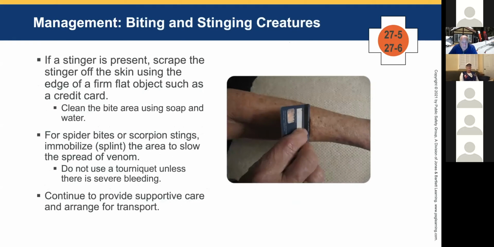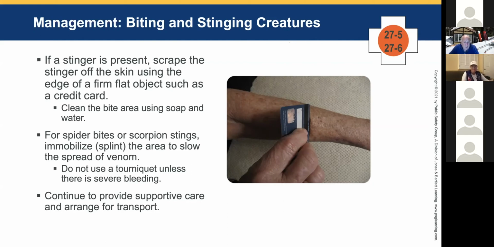If somebody has been stung, they talk about scraping the skin, pardon me, let me just take a little sip of iced tea here. They say you're not supposed to eat on a Zoom call. I hope drinking iced tea is okay.